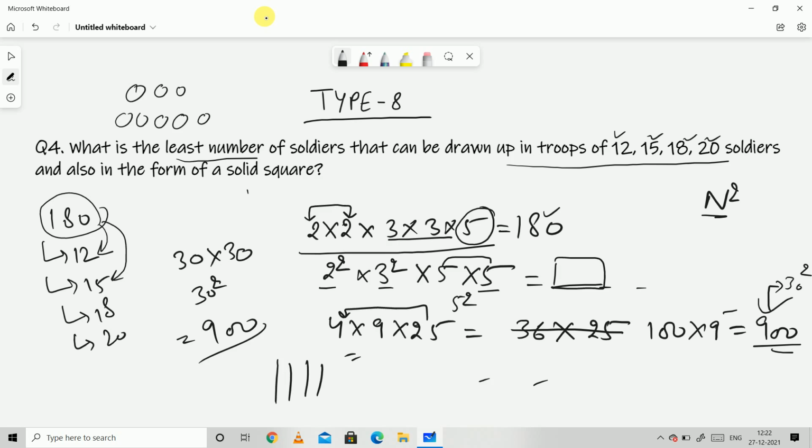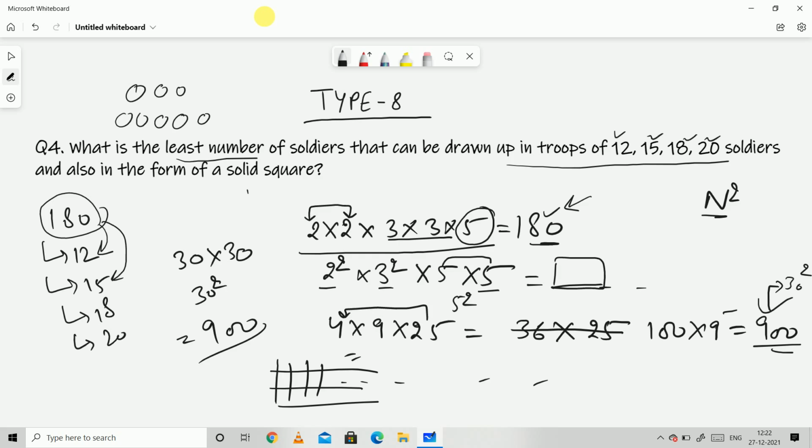There will be 30 columns and there will be 30 rows. So a perfect square will be formed, and that perfect square will also be divisible by 12, 15, 18 and 20, because 900 is a multiple of this 180 only, of this LCM only. Therefore it will be completely divisible by these numbers also.